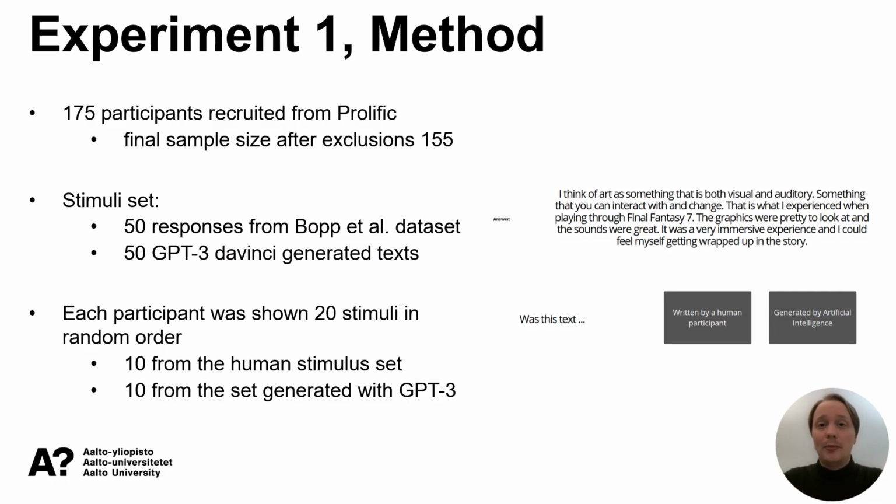For this experiment we recruited participants from Prolific, and the task for the participants was relatively simple, shown here on the right side of the screen. They were asked to read a text and then decide whether they thought it was written by a human or generated by an AI. Before the experiment, the participants had been informed that half of the text passages they would see were written by humans and half generated by an AI system called GPT-3, but that the presentation order is randomized.